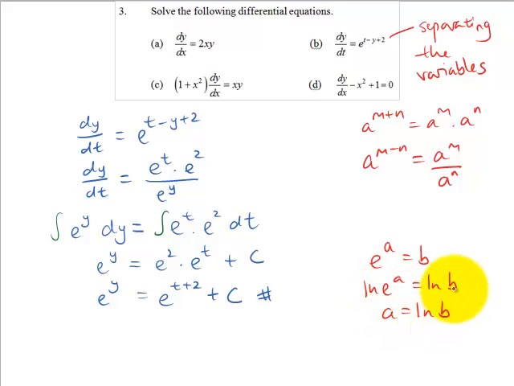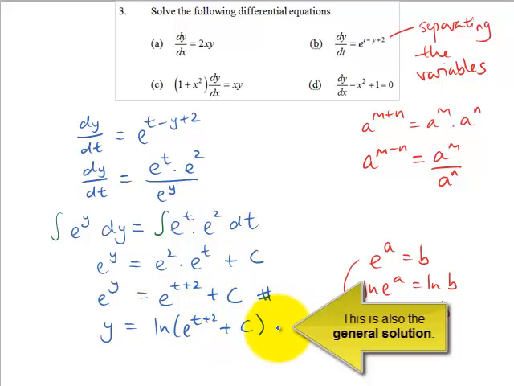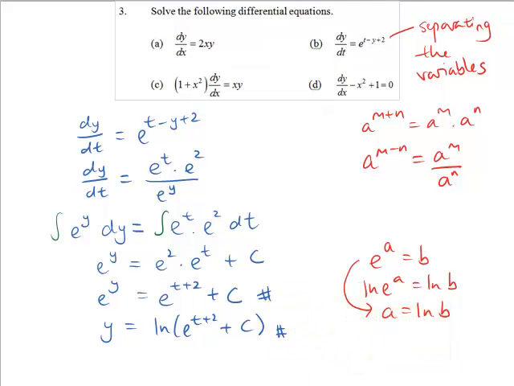So I have a equals ln b. So I just have to ln both sides, and I will have made a the subject. I'll do that here. I'm going to ln this side and have y, and I'm going to ln this side. So this is my answer.